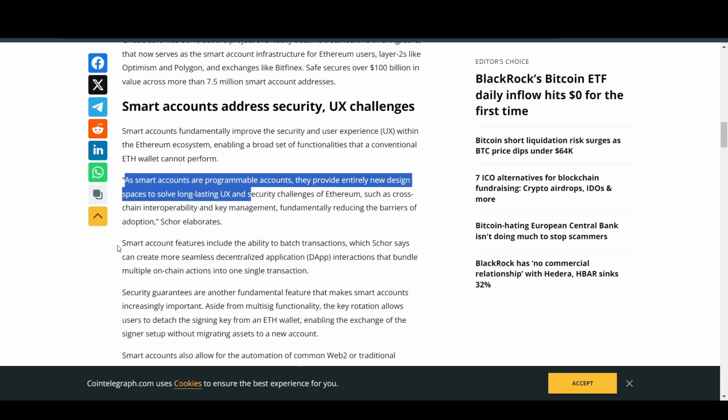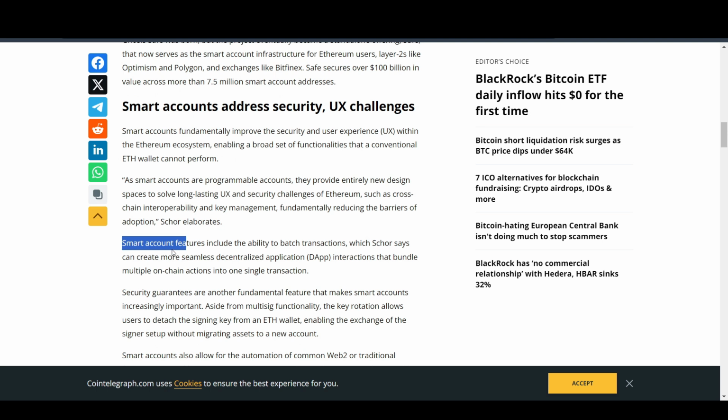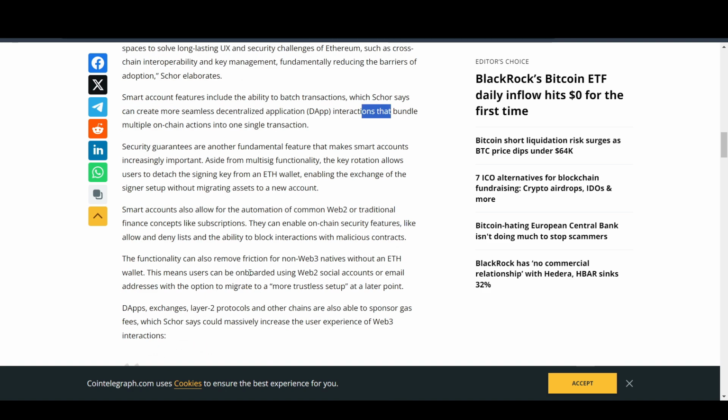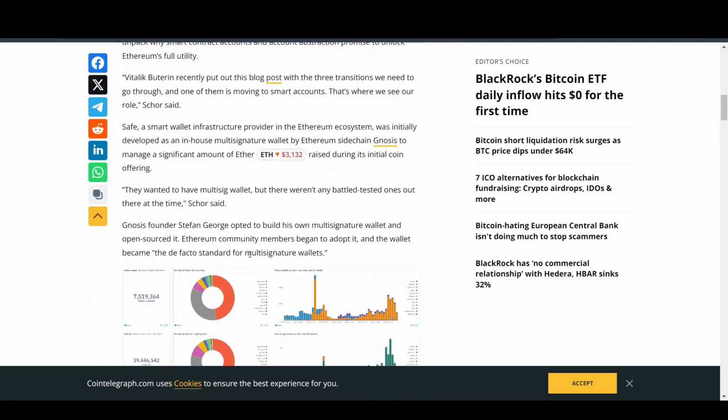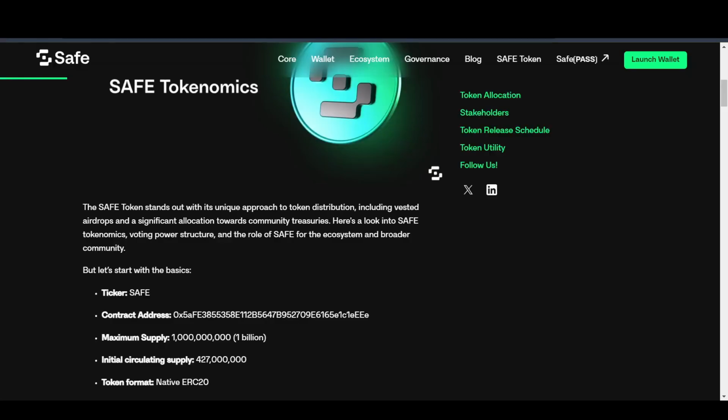So smart account features include the ability to batch transactions, which is pretty good, and they can also create more seamless decentralized application interaction that bundles multiple on-chain actions into a single transaction, which is pretty good. So this has a lot of features, and I think this is one of the best solutions out there. And if you look at the stat section in this video, you will also see how it has grown. So when it comes to the tokenomics of the Safe coin, it is pretty weird.